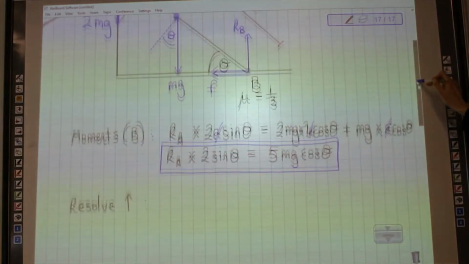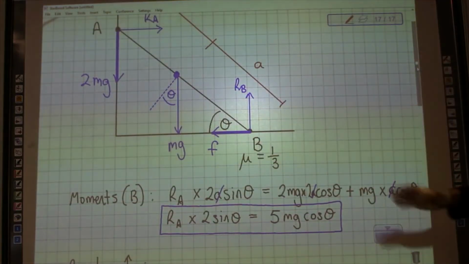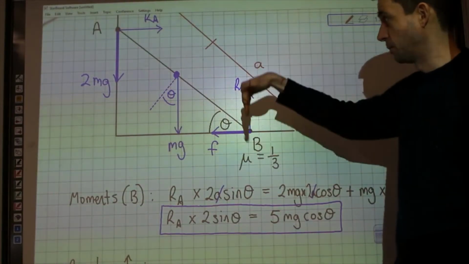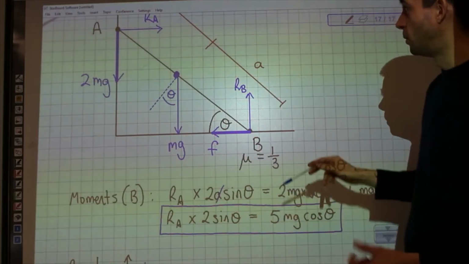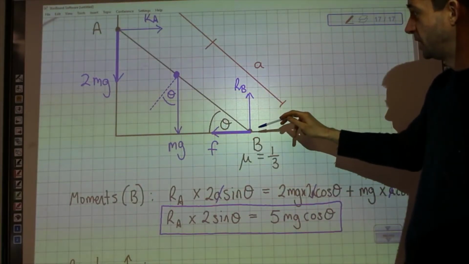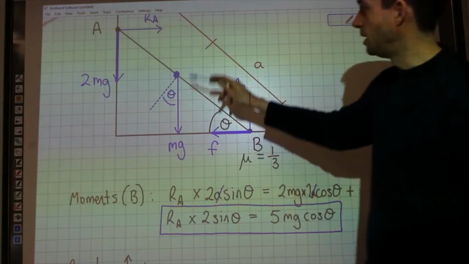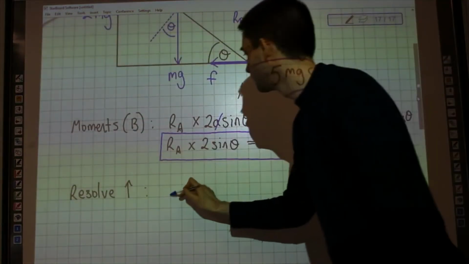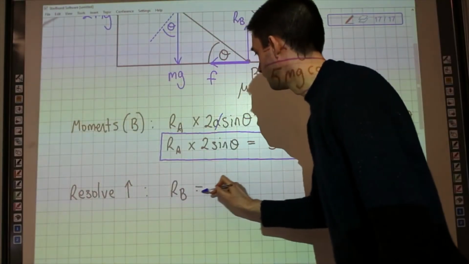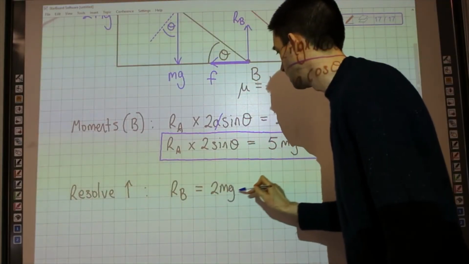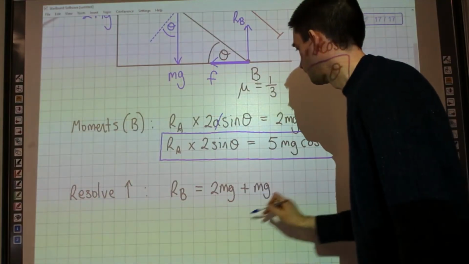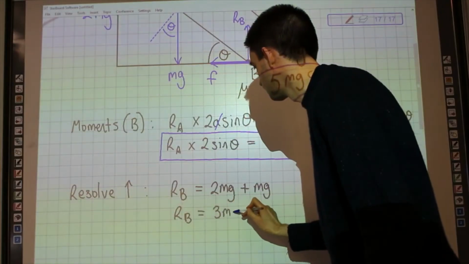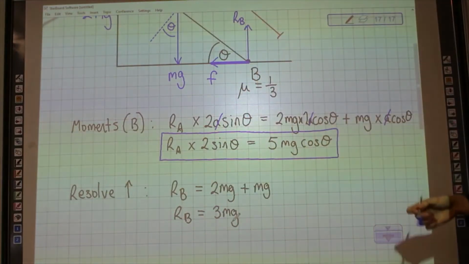Now, resolving vertically, I need to consider that all the forces acting up are equal to all the forces acting down. And this is actually quite nice and straightforward because you can see the only force acting vertically upwards is RB, and the only forces acting vertically downwards are 2mg and mg. So I can say that RB is 2mg plus mg. So therefore RB is 3mg. Quite nice.